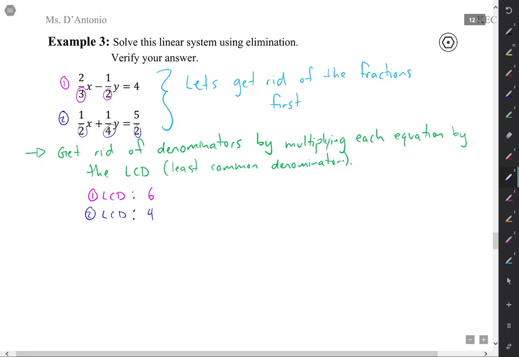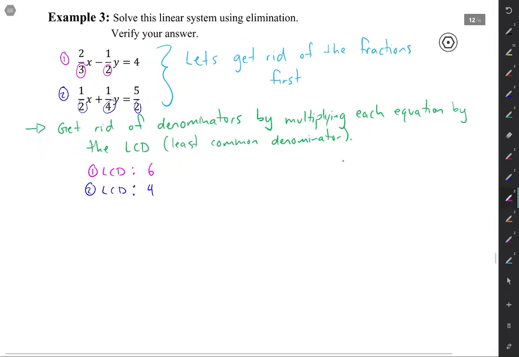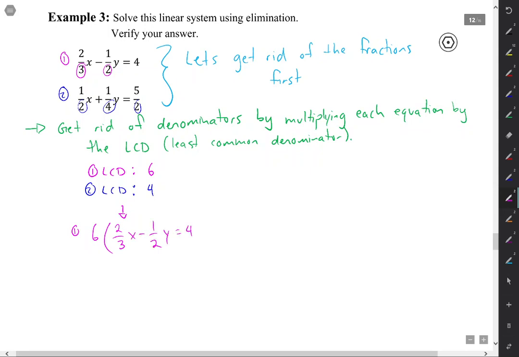So what we're going to do is multiply both of our equations by that least common denominator to just get rid of those fractions altogether. So from that, we are going to do equation number 1 here. I'm going to multiply the whole thing by 6. So I'm going to take a 6 and multiply it to the entire equation. So we're going to have 2 over 3x minus 1 over 2y is equal to 4.